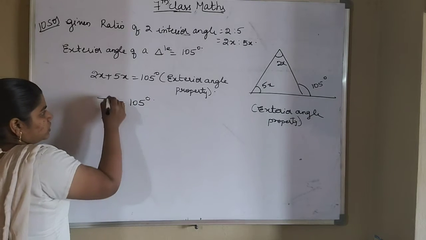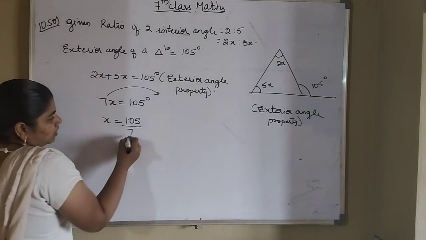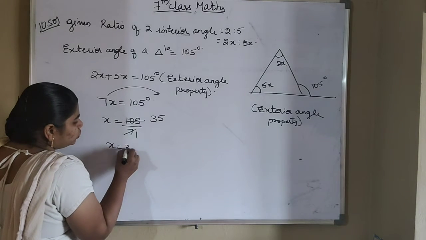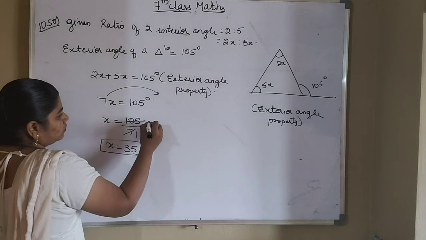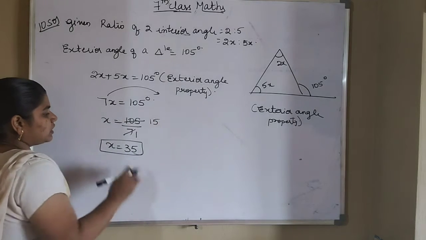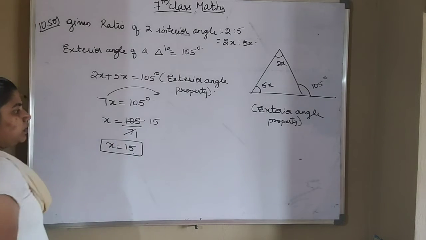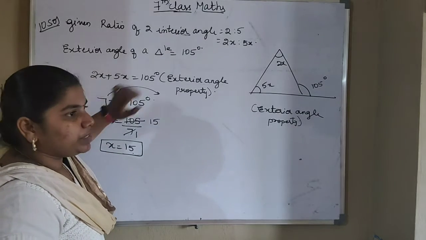So I am transposing this 7 to the other side. So 105 divided by 7. 7 ones are 7, 7 fives are 35. So how much x value did you get? 7 fifteens are 105. So you got the x value as 15. Now you substitute this x value in the given two interior angles.